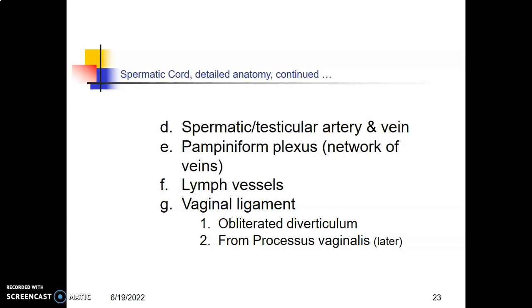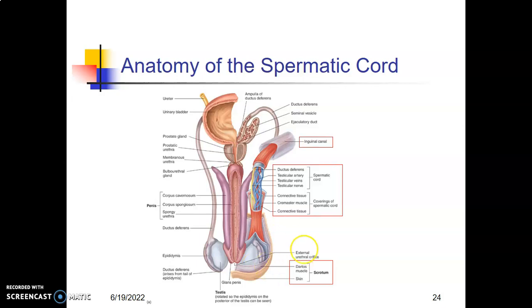In some instances, there is also the vaginal ligament, which is the obliterated diverticulum, the processus vaginalis. So these are the contents of the spermatic cord. So 3 coverings, okay: external spermatic fascia from external oblique, cremasteric muscle from internal oblique abdominis, and internal spermatic fascia from fascia transversalis. Then you have 3 arteries: artery to vas, testicular artery, and cremasteric artery.